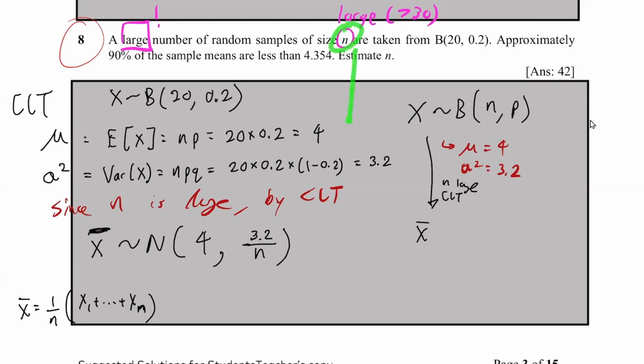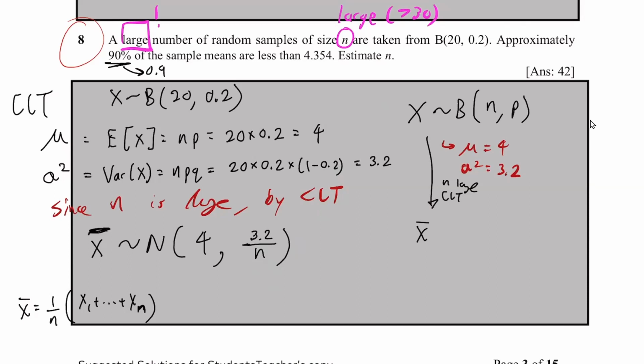Sample size n. Typically they will tell you the sample size, but this question is tricky. They did not tell you. Like in our previous question, we had sample size 60, and you would put a 60 here, but we don't have that, so just put an n. The reason is that you need to calculate n. They gave you a condition: approximately 90% of the sample means are less than 4.354. 90% is just a probability, so 0.9.